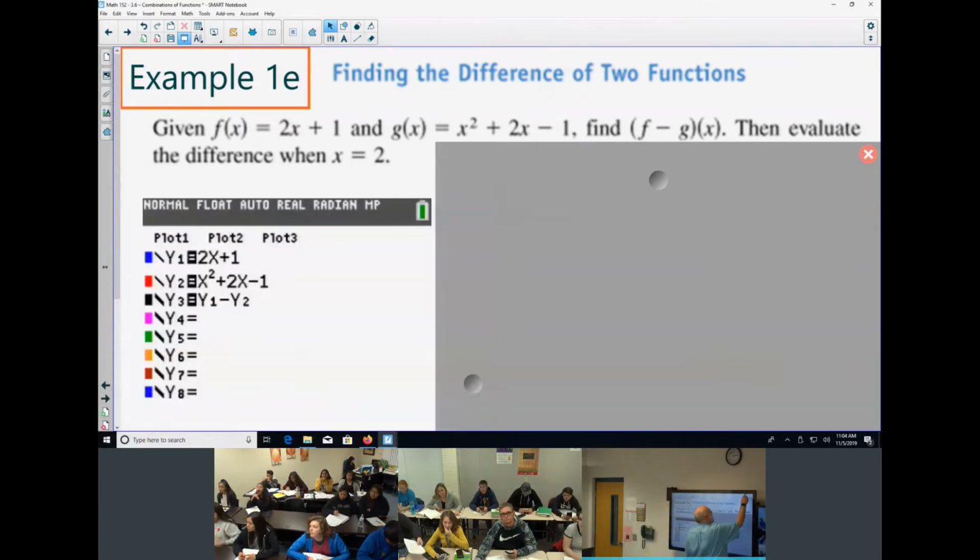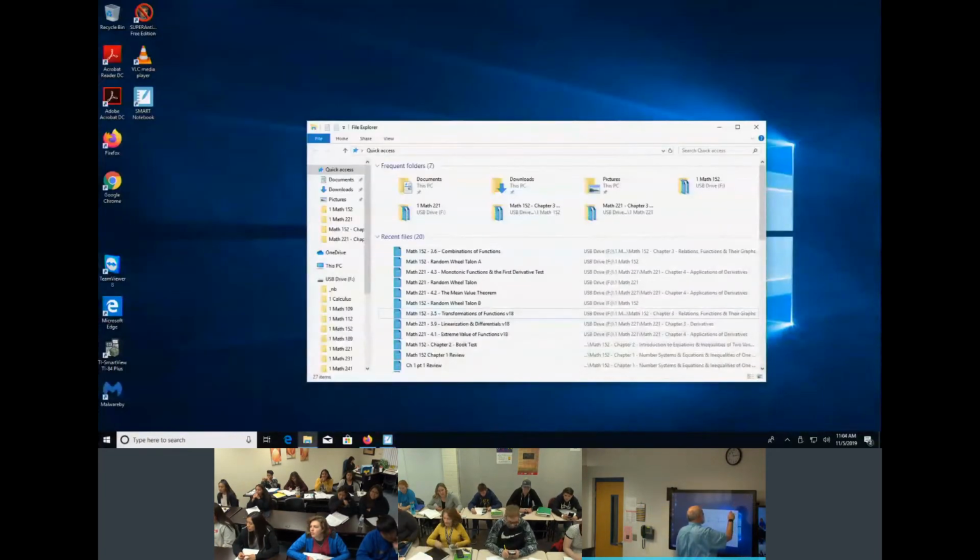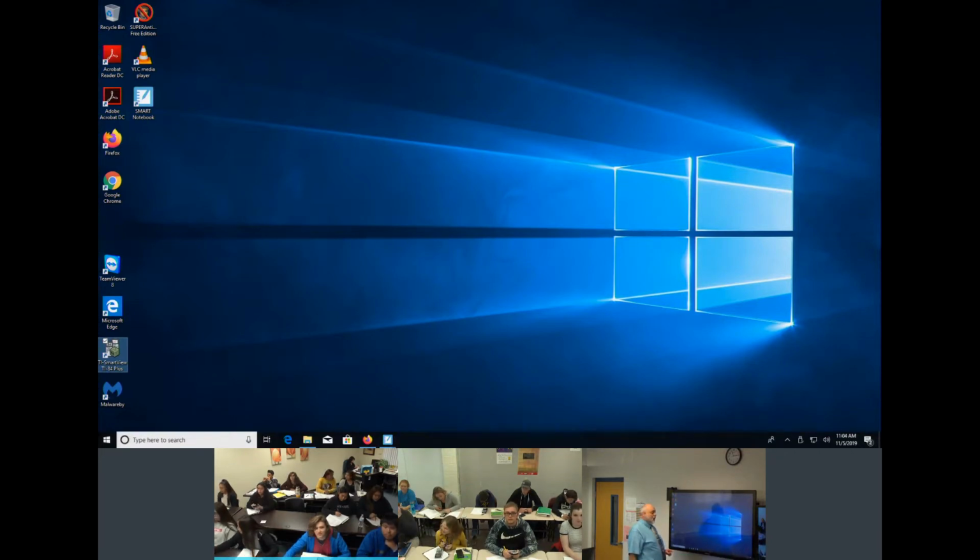You might not know how to get the y1 and y2 up there. Is that your question? Well, it's mine, so. Oh, okay. So let me just show you. Basically, you're going to use the variables key. It just says VARS, but it means variables. We're going to use that menu.